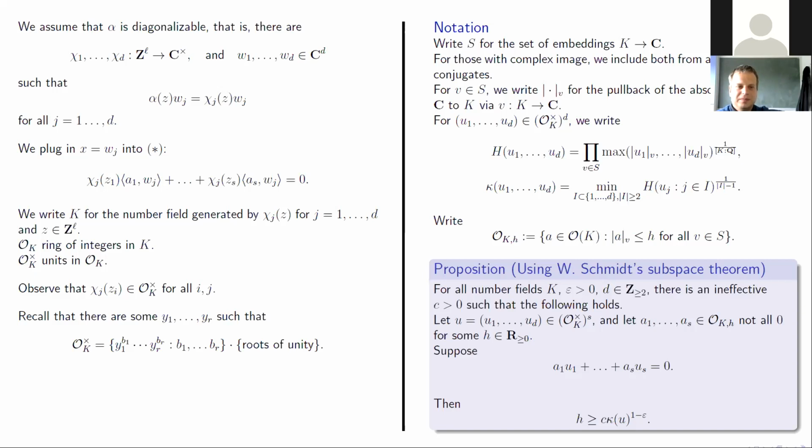I actually have a question about ineffectiveness in Schmidt's subspace theorem. Probably this is well known. Is it already ineffective in this Roth's case? Yes, yes. And what is the reason for that?